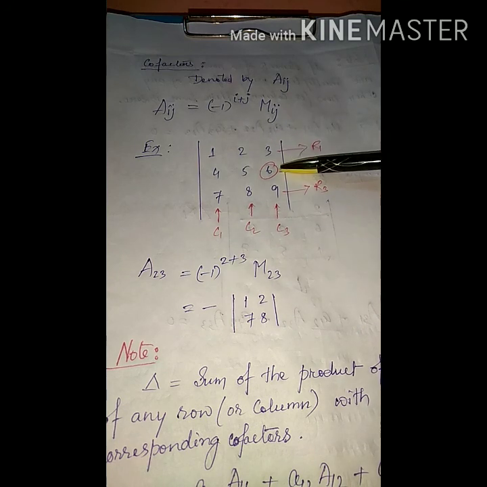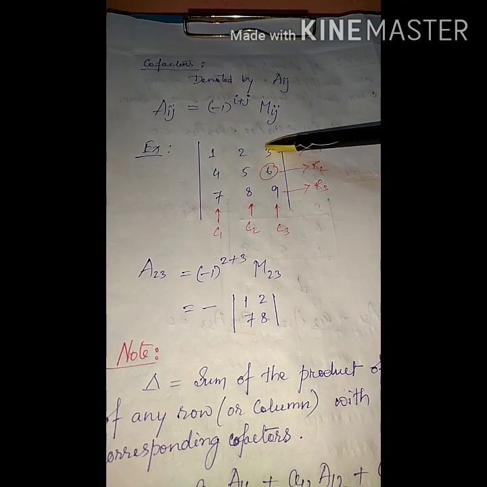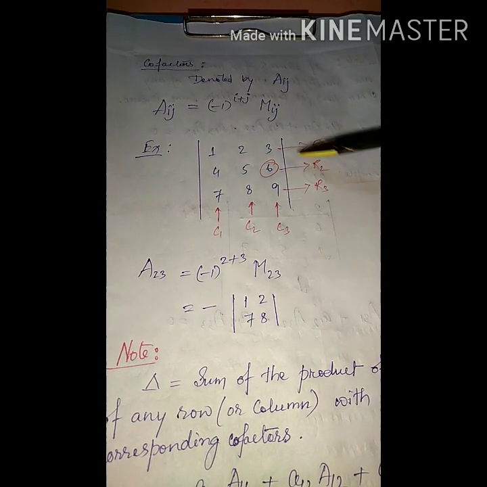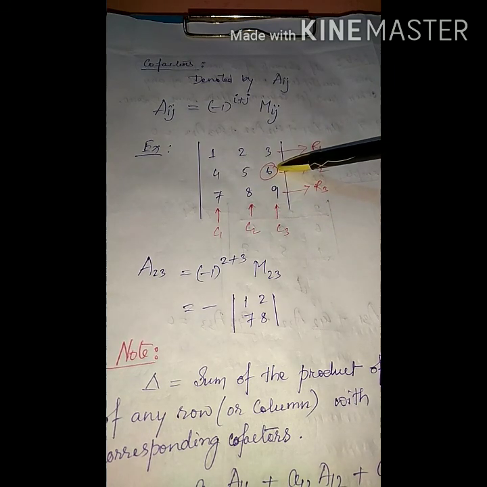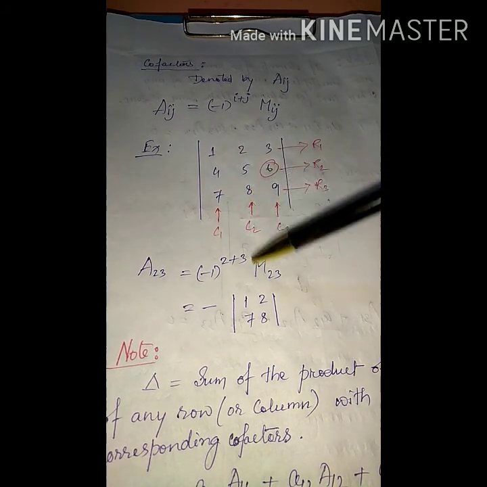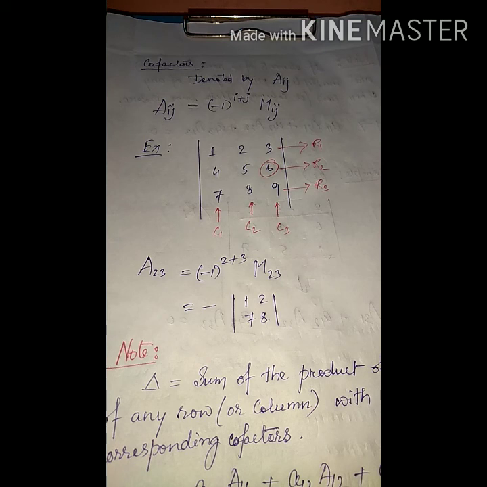So for 6, if we find out the minor, this third column cancels and second row cancels. So what will remain? 1, 2, 7, 8. So that's why we write here 1, 2, 7, 8. Is it clear? Very easy. First we have to know how to find out minor, and then easily we can find out the cofactor. Is it clear?